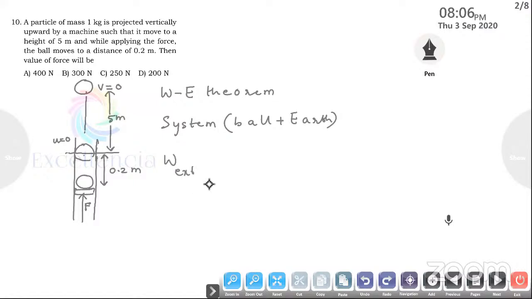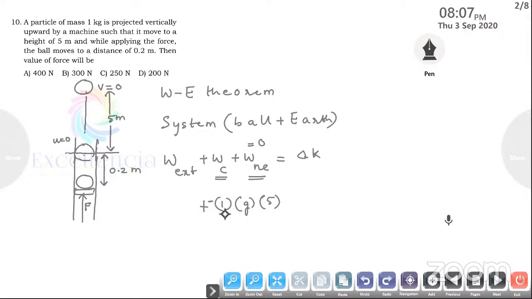Work done by external agent plus work done by conservative internal forces plus work done by non-conservative internal forces is equal to change in kinetic energy. There are no non-conservative forces, so work done by them is 0. And here the conservative force is gravitational force. That gravitational force will be acting downward while the ball displaces a height of 5 meter. So work done by gravitational force will be equal to the mass of the ball, which is 1 kilogram, times acceleration due to gravity, say g, times the height 5 meter, but the work done by the gravitational force is negative.